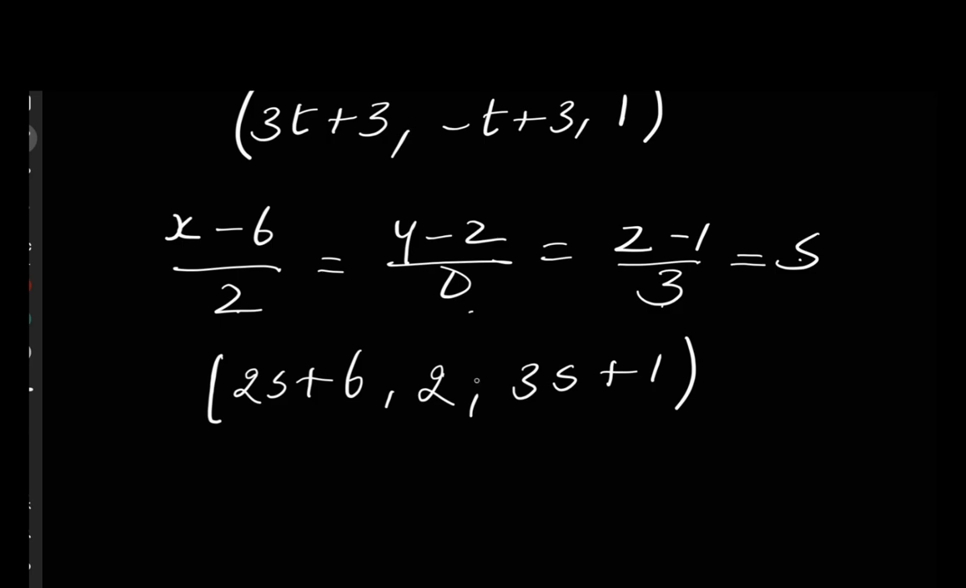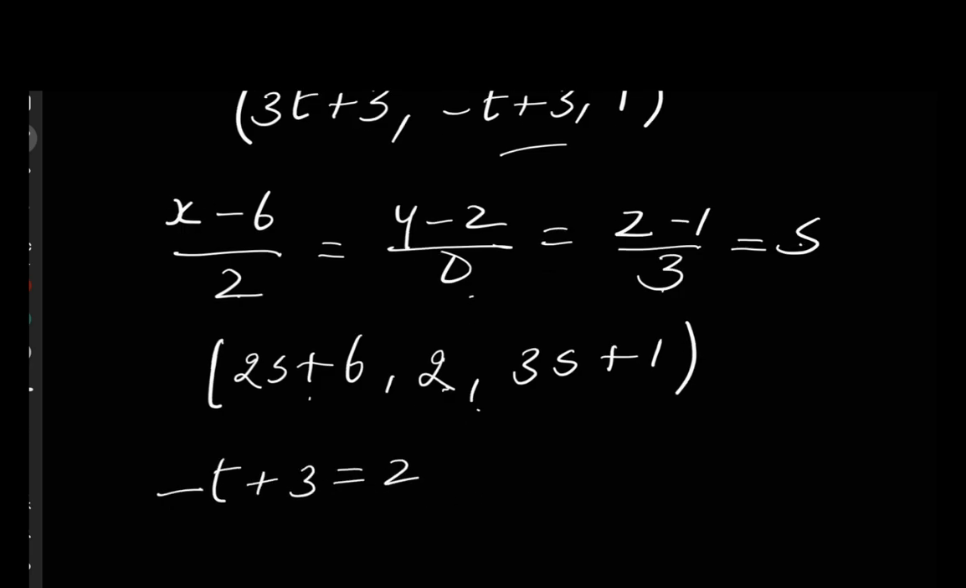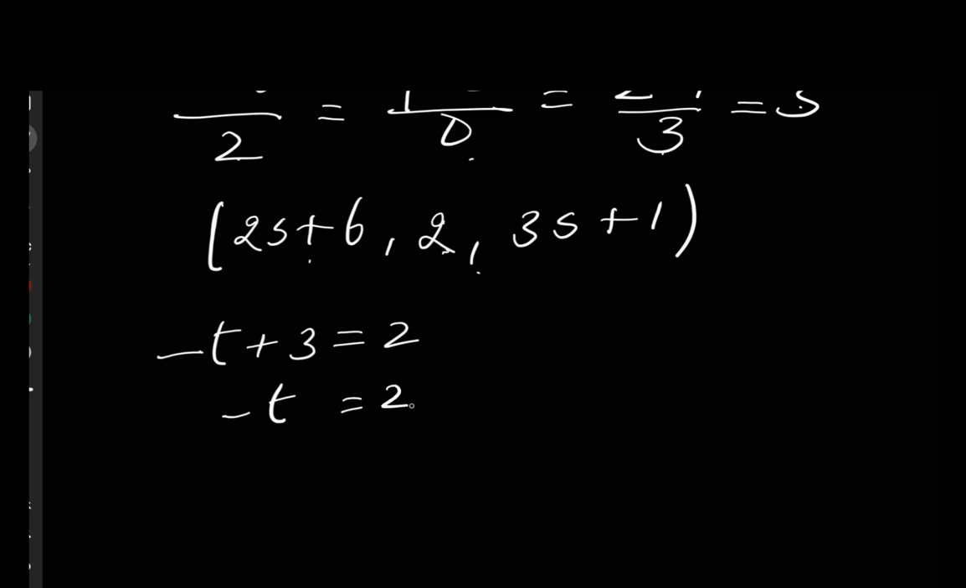See, the two points are the intersecting point and both are the same. So equate the corresponding terms. Here this is the x value, both are same, this is the y value and this is the z value. You can equate any values here. See, minus t plus 3 is equal to 2. So minus t is equal to 2 minus 3, minus t equal to minus 1, t is equal to 1.